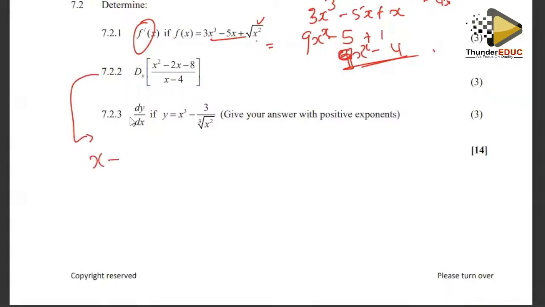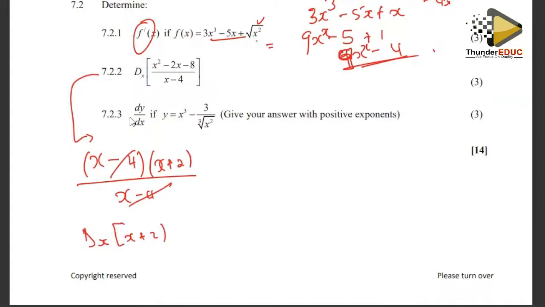It's going to be x minus 4, x plus 2, and you're dividing it by x minus 4. This is going to cancel that. And then they want us to find d/dx of x plus 2, meaning that our answer is just 1. We only differentiate the x because the constant will end up giving us just 0.